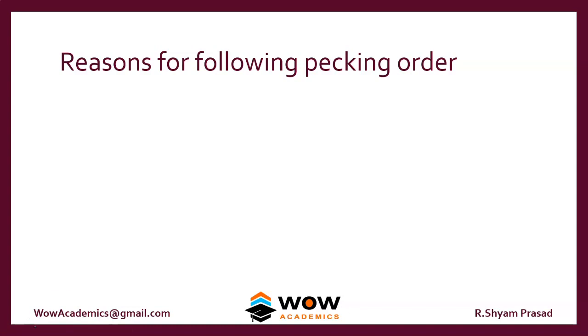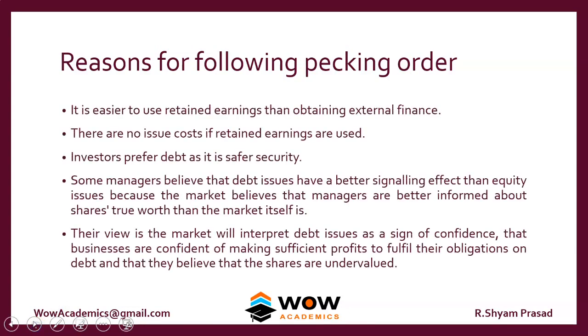So why do companies follow this pecking order? It is easier to use retained earnings than obtaining external finance. This is because the money is already in hand, so they can easily use it. There is no issue cost involved in retained earnings. It's simply used. Investors usually prefer debt when compared to equity. So it's easier to collect money through debt.